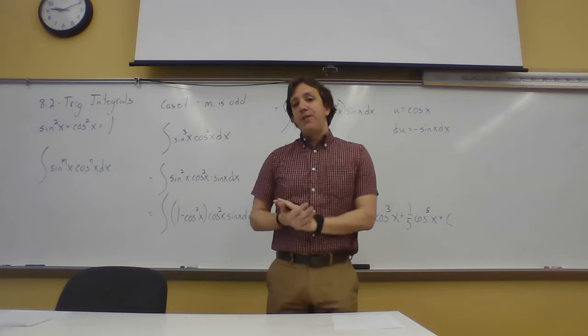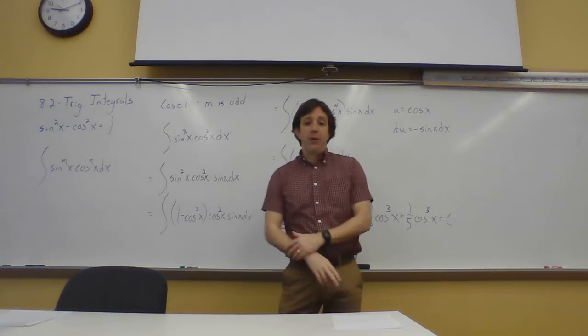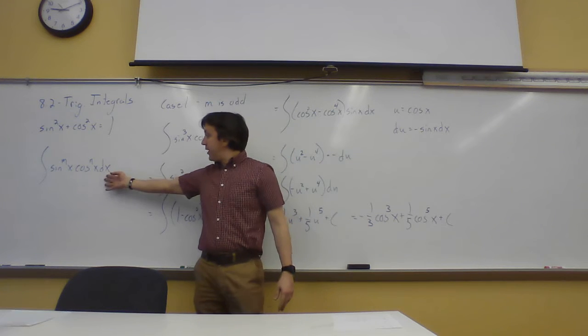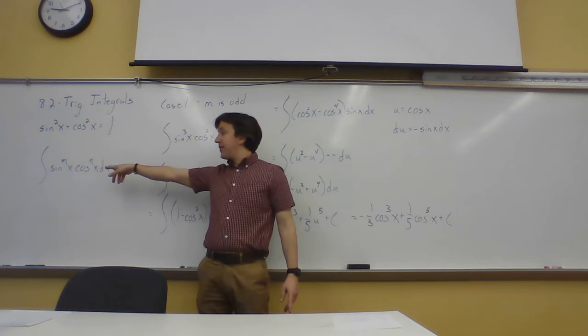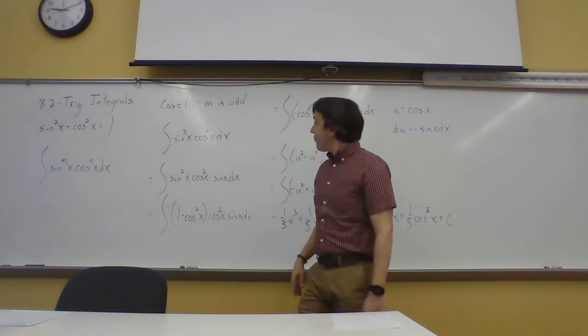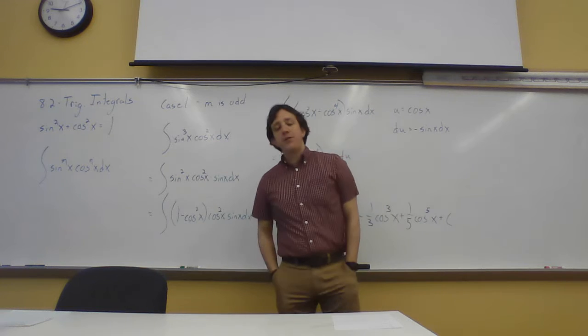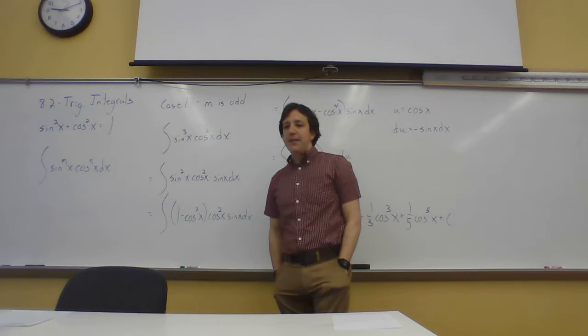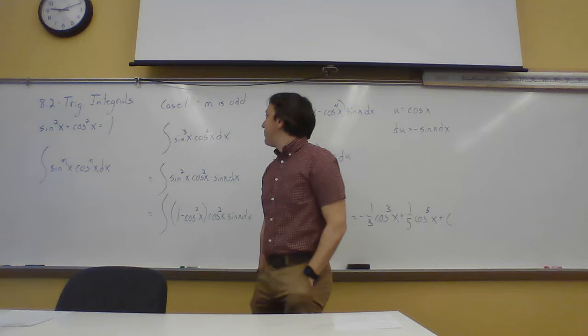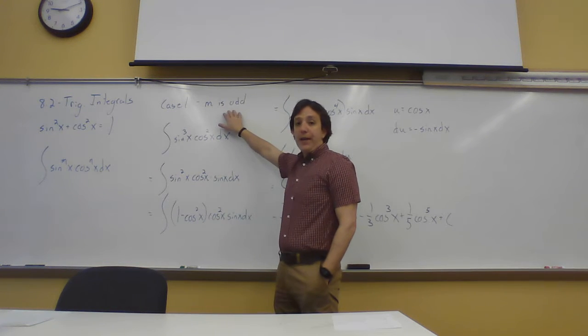So we want to start with integrals of the form where sine and cosine are raised to powers. You can see I'm looking at integrals of the form sine to the m of x times cosine to the n of x dx. We're going to break this into three cases. The first two cases are basically the same thing. The third one is a little bit different. The first two cases deal with one of those powers being odd.